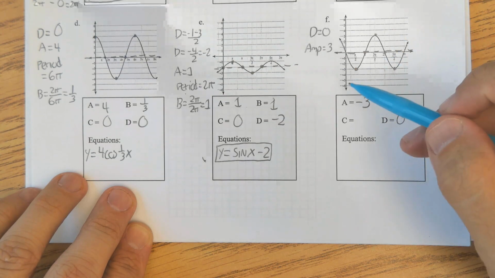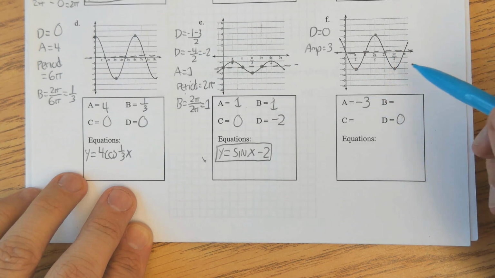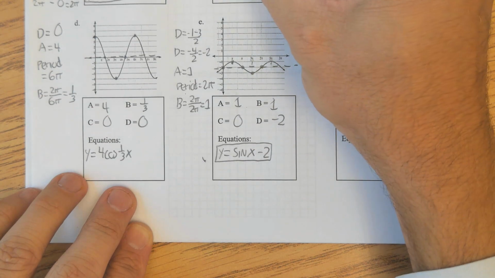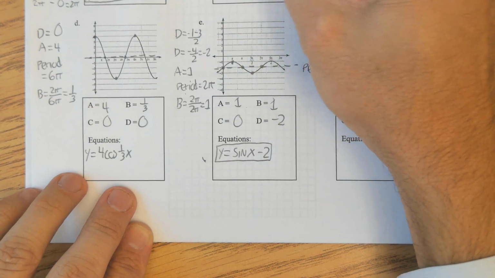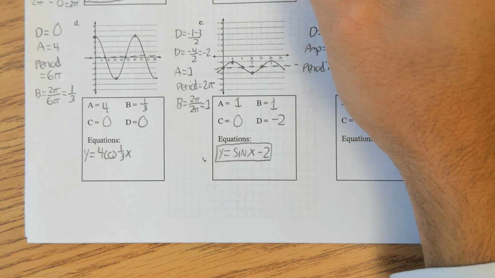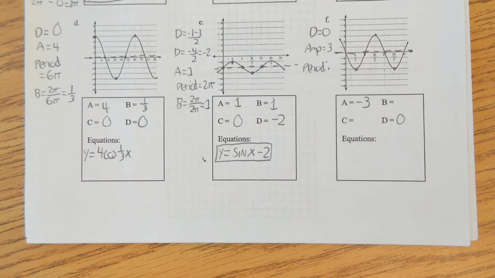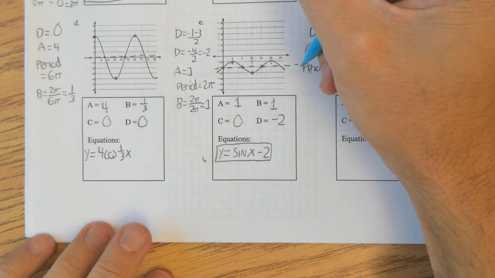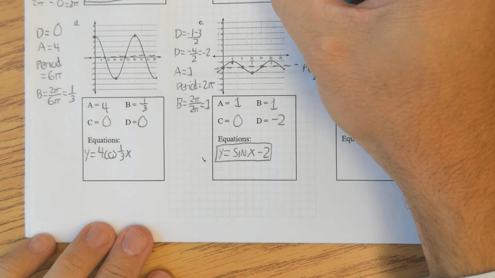Okay? My period, we're starting at pi over 2 and we're ending at 5 pi over 2, so again, end minus the start, and so when you do that, you get 2 pi.